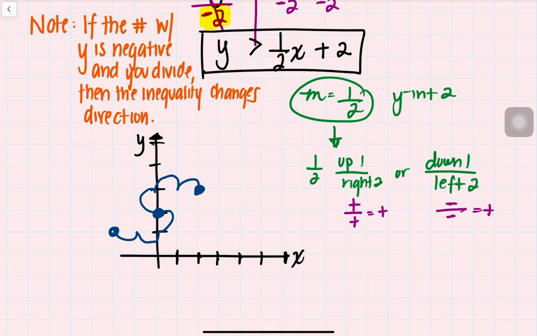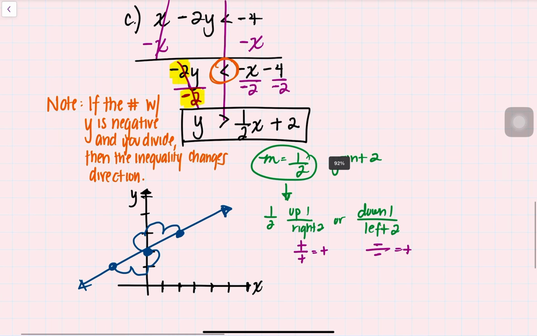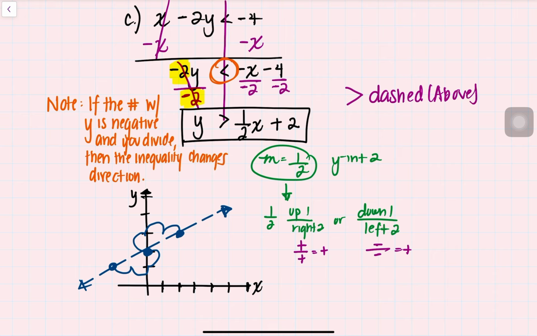And notice, guys, that actually helps me create my line. All right. And this is going to be a dashed line, because of the inequality. And it's going to be shaded above. So this is dashed and shaded above. So it's going to be shading all of this here.